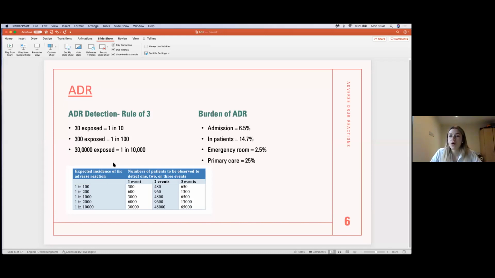And then, quite interestingly, and I was quite shocked when I looked at this myself, the burden of adverse drug reactions is significantly high in primary care. So 25% of people coming to GPs are presenting with an adverse drug reaction to a new medication they may have started. So it's not this massive head-to-toe, life-threatening rash. It can present as much smaller, less significant things as well.